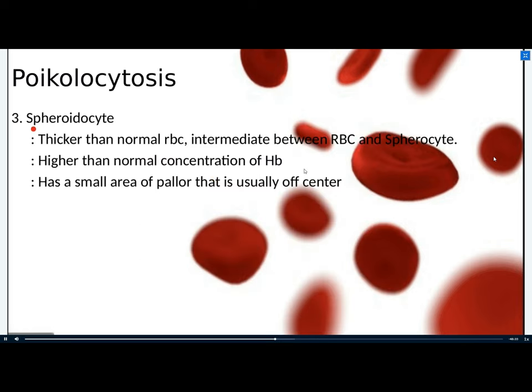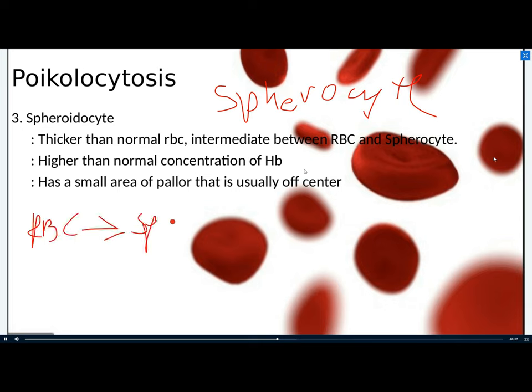Another one would be your so-called spheroidocyte. Spheroidocytes, class, are thicker than normal RBC. It is the intermediate between RBC and spherocyte. So when you say intermediate, class, this is the stage before your RBC becomes a spherocyte. So RBC would look like this. RBC, spheroidocyte, and then spherocyte. So when you're going to be asked in your exam, what is the stage that comes before your spherocyte? It would be your spheroidocyte.